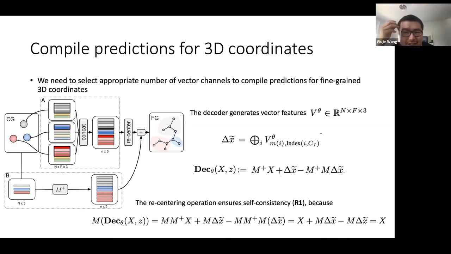We could make the convolution design so that each coarse-grained bead is aware of the actual number of channels it needs to produce. I think that could be an interesting design exploration. I mean, this is just a set creation problem, right? Or the set generation problem, and there are different ways of generating sets.